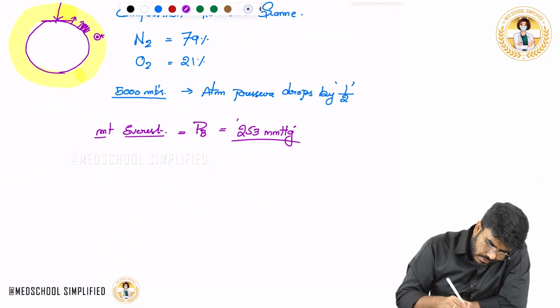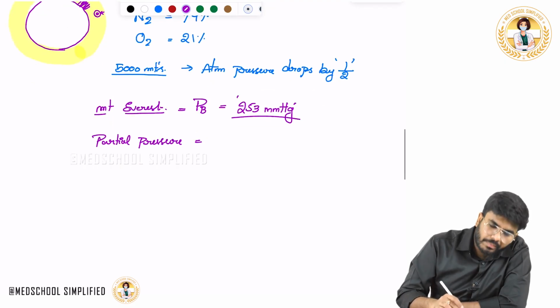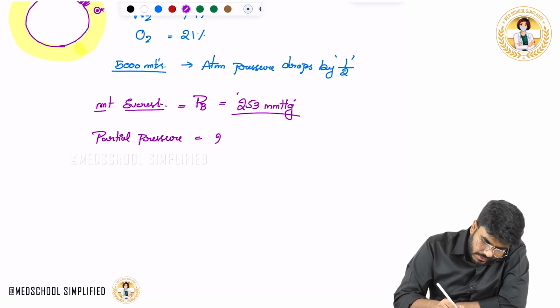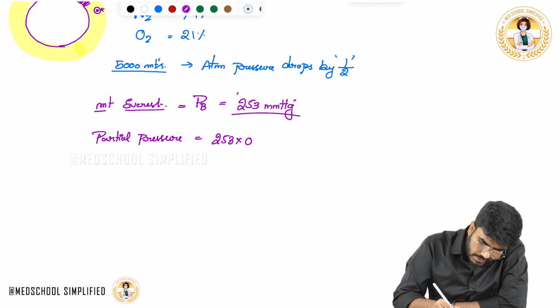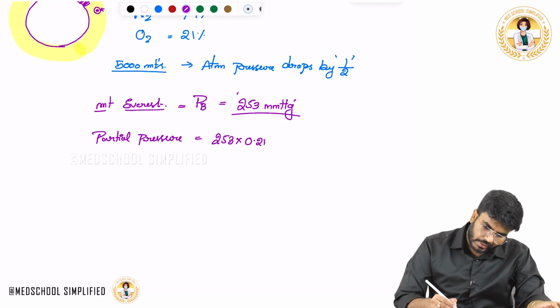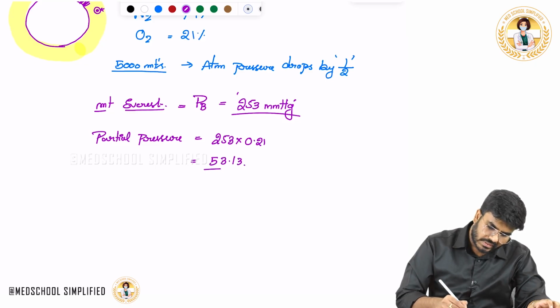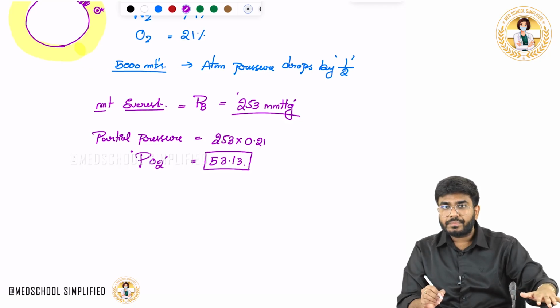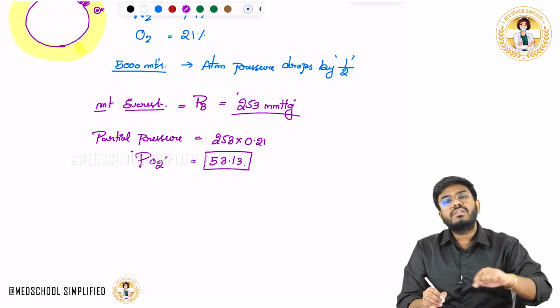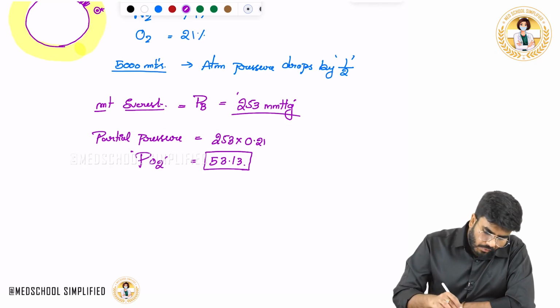At high altitudes, what is the formula for the partial pressure calculation? Atmospheric pressure, that is 253, into how much oxygen is there? 0.21. If you do the calculation, it will be somewhere around 53.13. So this is the partial pressure of oxygen at high altitudes. Here it is 160, but there at Mount Everest, the partial pressure is decreasing.